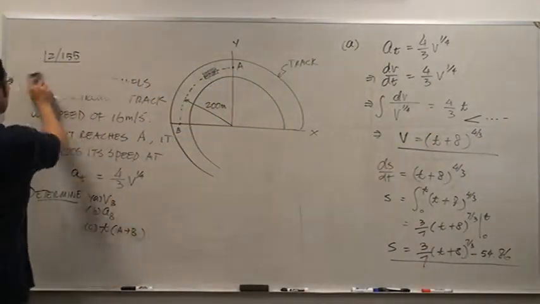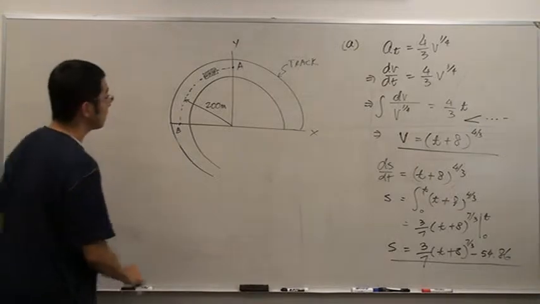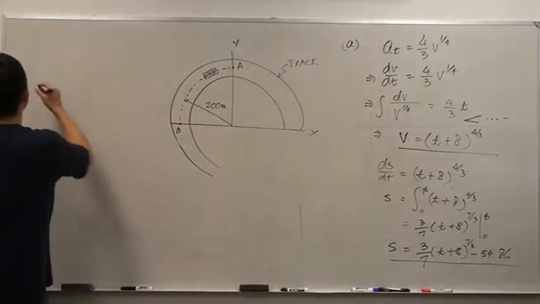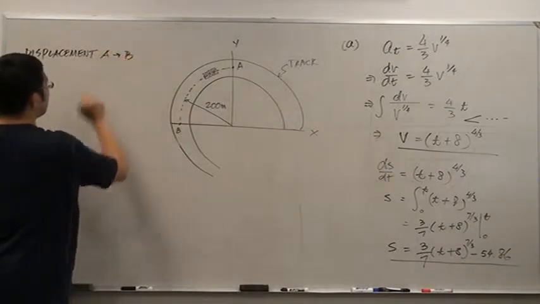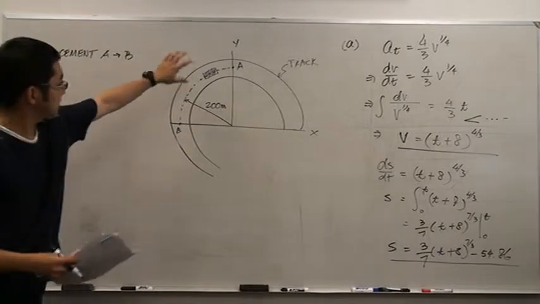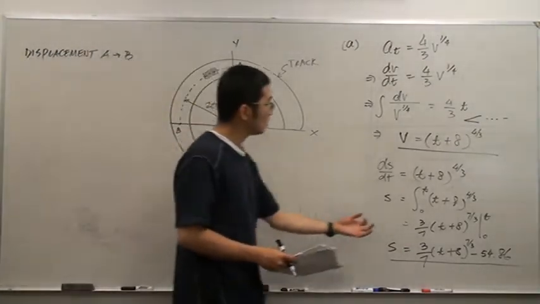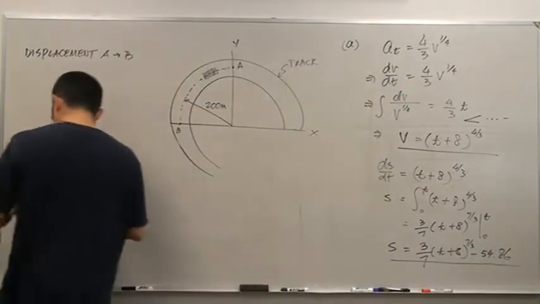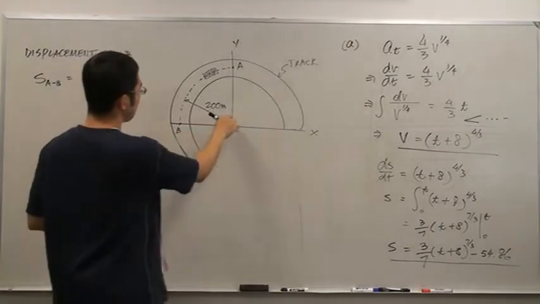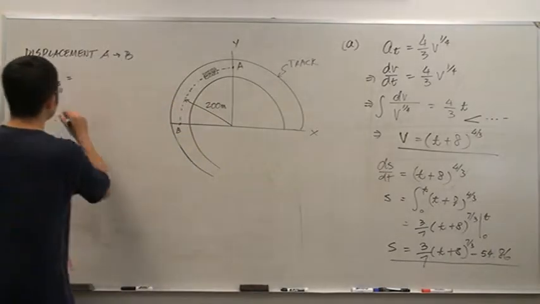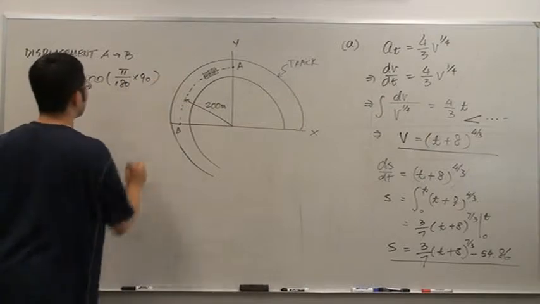With that, the next thing I need to do is figure out the displacement from A to B. That will allow me to calculate time. Once I know this displacement, I can use this equation to calculate the time it takes to go from A to B. Then, knowing the time, I will plug it in here to calculate the velocity. So what is the displacement from A to B? Well, this is 90 degrees, and rho here is 200, so it's 200 times the angle. 90 degrees is pi over 180 times 90, which is pi over 2.